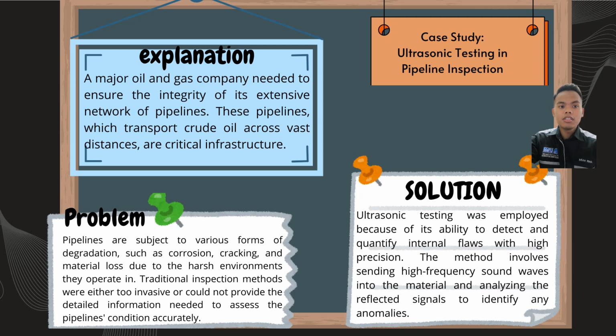Traditional inspection methods were either too invasive or could not provide the detailed information needed to assess the pipeline condition accurately. So the solution is ultrasonic testing, which was employed because of its ability to detect and quantify internal flaws with high precision. The method involves sending high frequency sound waves into the material and analyzing the reflected signal to identify any anomalies. That's all.